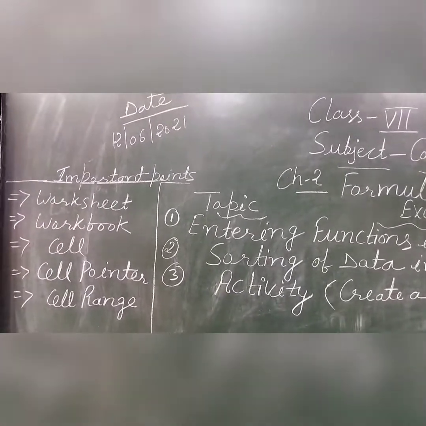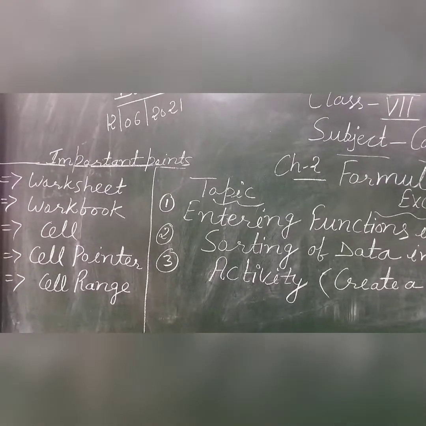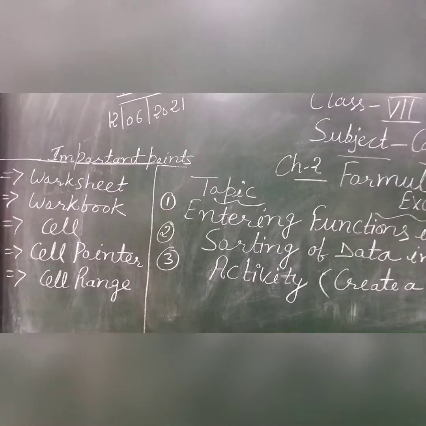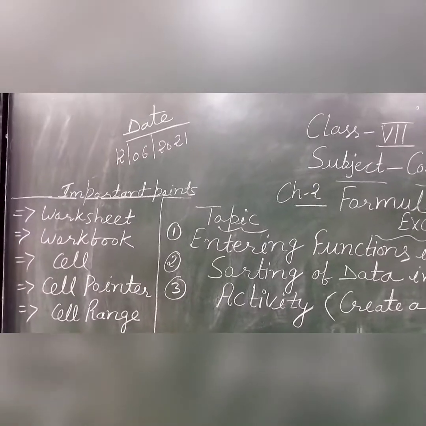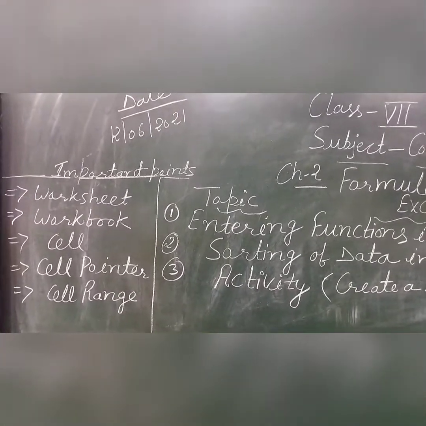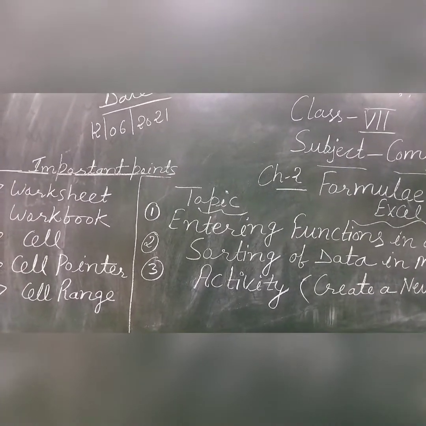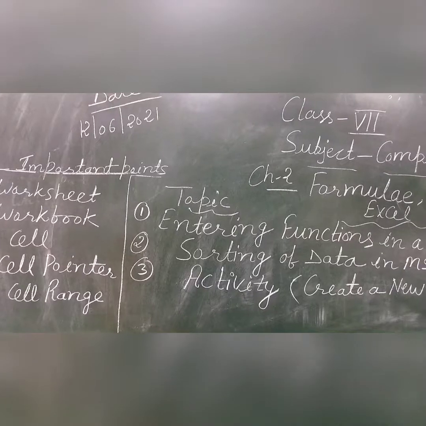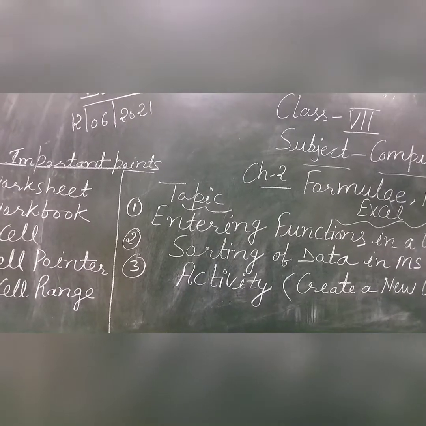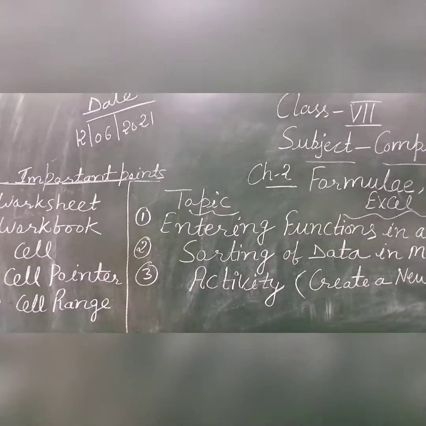Now the next point is the cell pointer. A cell pointer is a highlighted cell boundary that shows the cell is active. The last important topic is the cell range. A cell range is a rectangular region on a worksheet consisting of two or more cells.